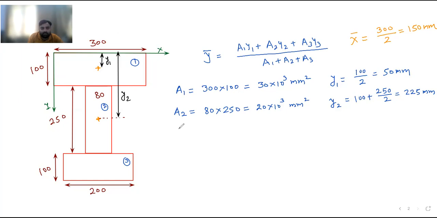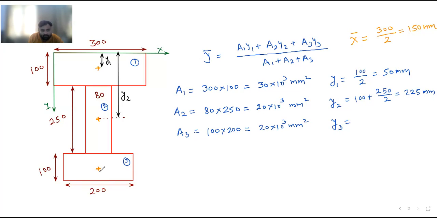So now A3. Next is the A3, the third area. The third area is this, my third figure. So it is 100 into 200. So the third area is 20 into 10 to the power 3 mm square. And then y3 is equal to... y3 is again the centroid of the third figure.